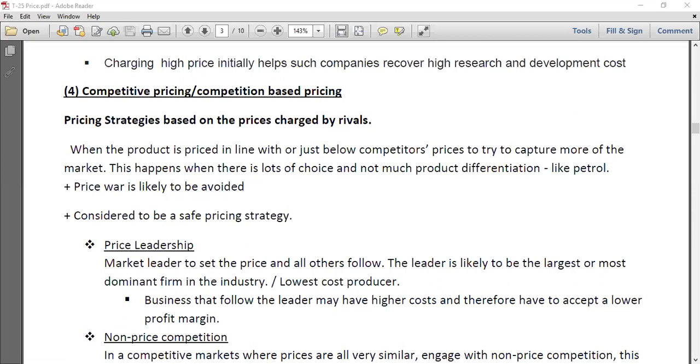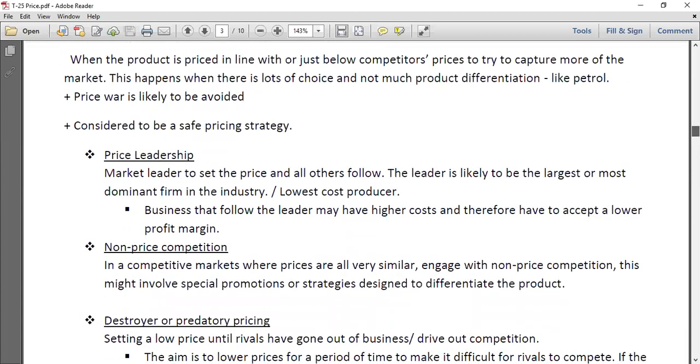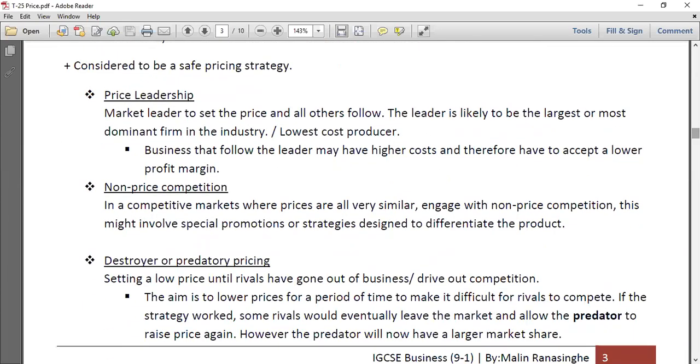Another reason that price competition is okay is that it is considered a safer pricing strategy. It's very safe. Under the competitive pricing strategy, there are certain techniques. As I told you, price leadership. If you are the monopoly, the dominant firm in the market, you can use a price leadership strategy. How? The market leader always sets the prices and others will follow.